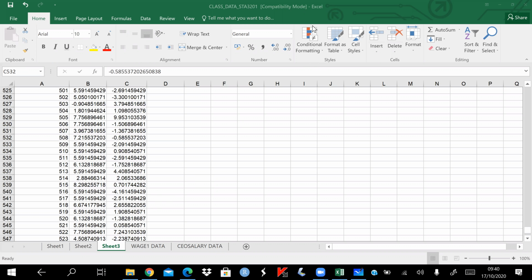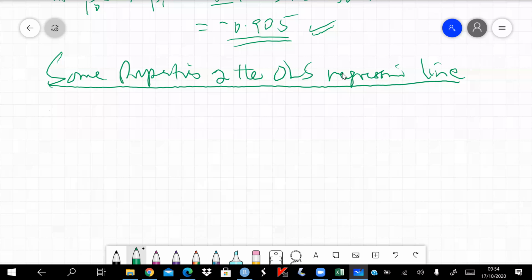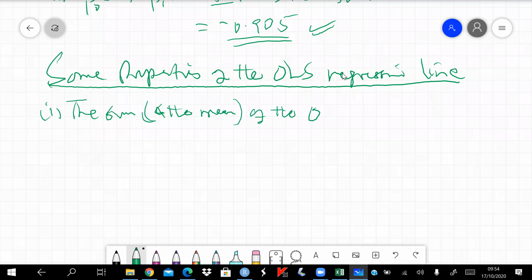Now let's move on. So if there's no question about the beta naught and beta 1 estimates, let's look at some properties of the OLS regression line. And the first property is something that we have seen practically, that the sum and the mean of the OLS residuals is 0.